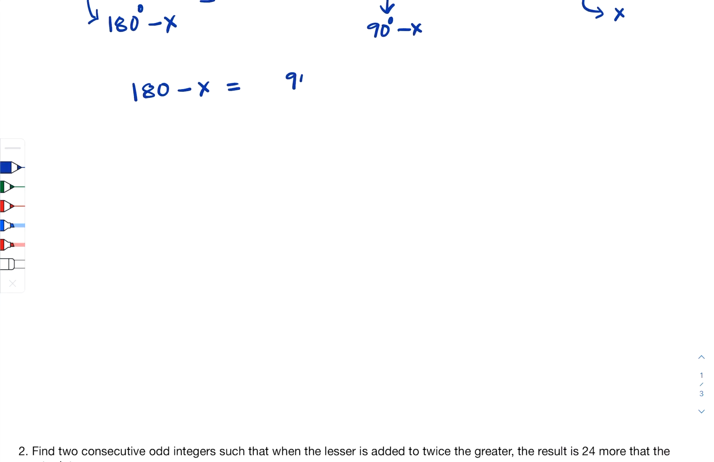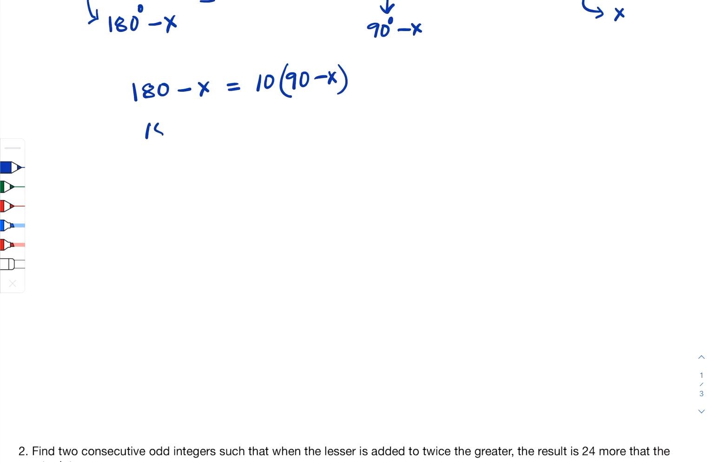Okay, so we know that the complement is 90 minus x. So 10 times that is going to be 10, put the 90 minus x in parentheses and put the 10 outside. Okay, now it comes down to solving the equation. Okay, so let's take a look at how we solve this equation.